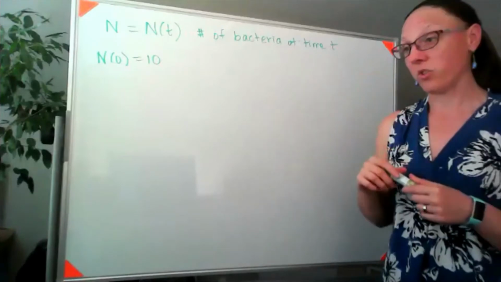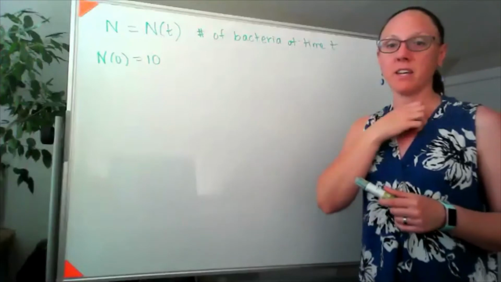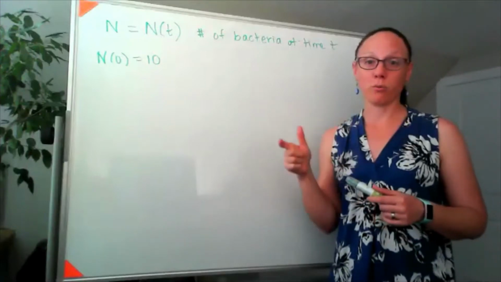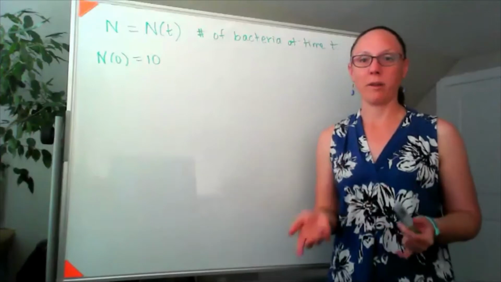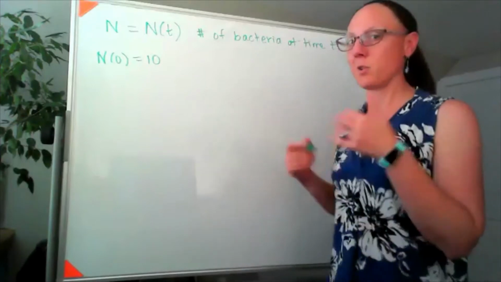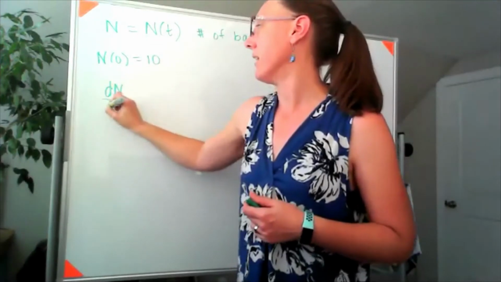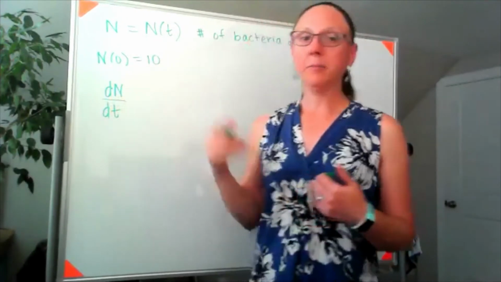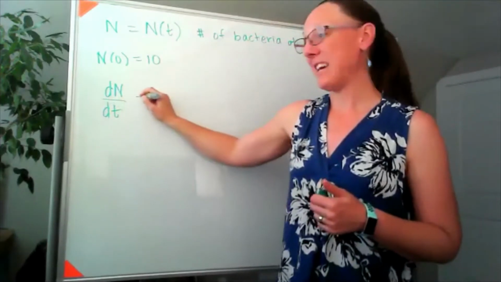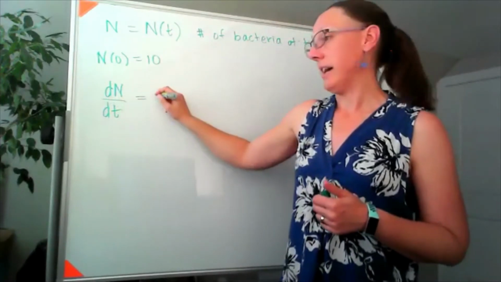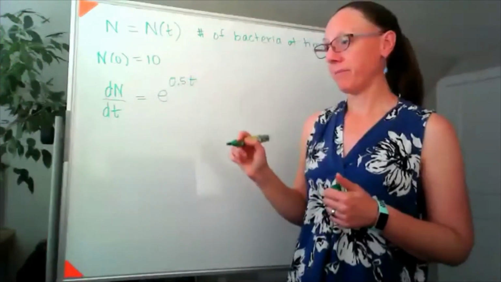Now, we're told the growth rate of the population after t minutes. So if we're talking about growth rate and thinking about our words from 17a, growth rate means a derivative. So my growth rate for n is going to be dn dt. And we're told that that growth rate is equal to e to the 0.5 t.